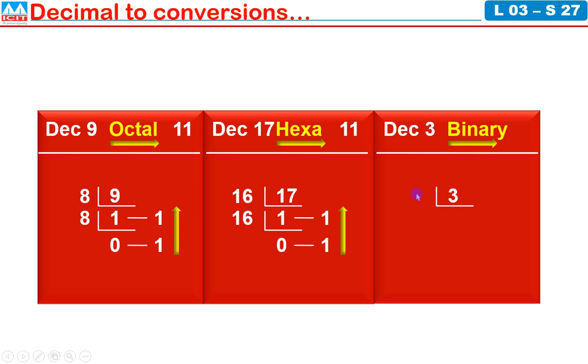If we have 3 in decimal and want to convert it to binary, we divide by 2. 2 1s are 2, remainder 1. 2 0s are 0, remainder 1. That is going to be 11. So don't bother regarding these conversions. All these conversions are internally provided to you within the printf statement.